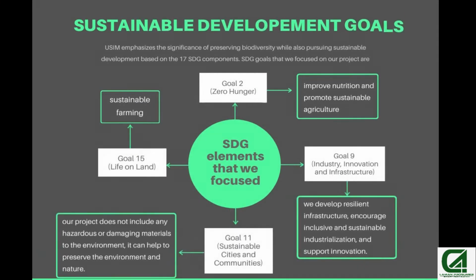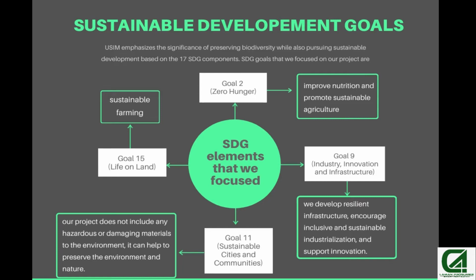USIM emphasizes the significance of preserving biodiversity while also pursuing sustainable development based on the 17 SDG components. The SDG goals that we focus on in our project are, firstly, Goal 2, which is Zero Hunger. Our project is to improve nutrition and also promote sustainable agriculture. The next goal we focus on is Goal 9, which is Industry, Innovation and Infrastructure. In this project, we develop resilient infrastructure, encourage inclusive and sustainable industrialization, and also support innovation.